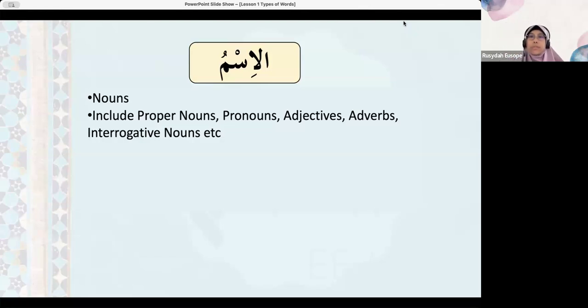Right? Yeah. So yes, in Arabic, tall is also an isim, and boy is also isim, correct? Yes. So boy is isim, noun. Tall is also an isim. So adjectives are also considered as isim. So tall, short, big, all these are isim. They are all nouns. Okay.